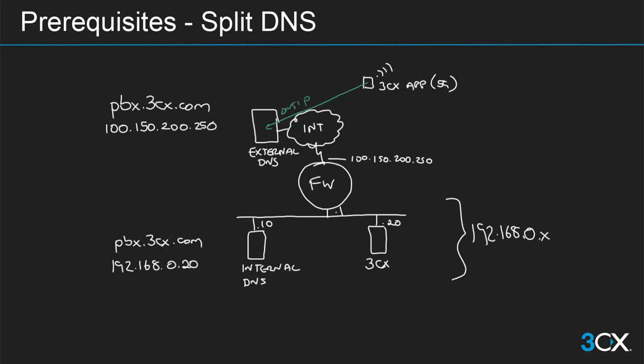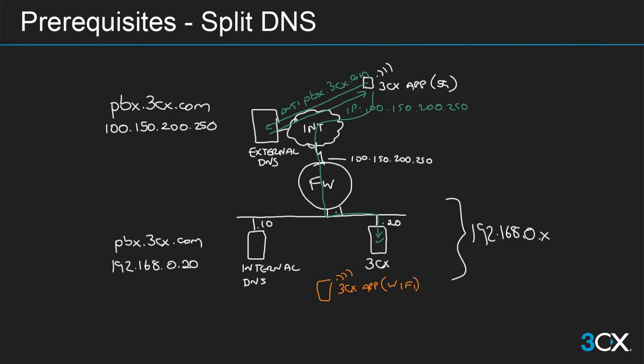The 3CX application will do a DNS request. It will request the IP address of pbx.3cx.com. The DNS server will respond with the external IP address of the network, 100.150.200.250. And through the powers of the internet, that device now knows where to go. So it will go through the internet, through to the firewall. The firewall will do the necessary port forwarding to come into the network and go directly into the PBX and connect.